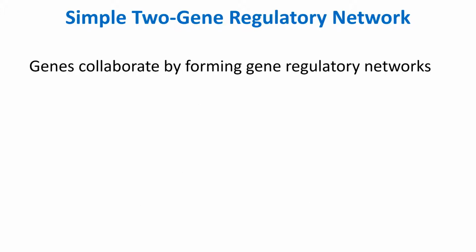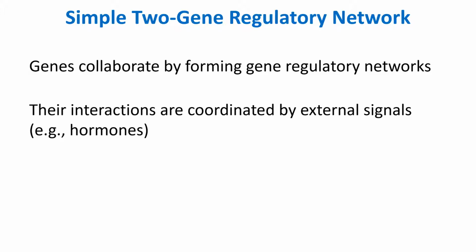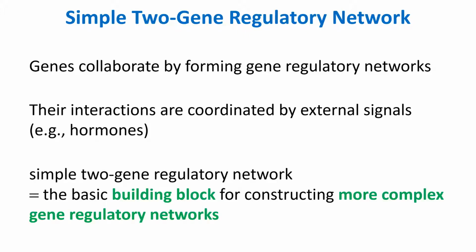Genes collaborate by forming gene regulatory networks, and their interactions are coordinated by external signals, such as hormones. Here I will explain a simple two-gene regulatory network where one gene activates another gene. We will see later that this simple network can serve as the basic building block for constructing more complex gene regulatory networks. Let's say we have gene X activates gene Y.